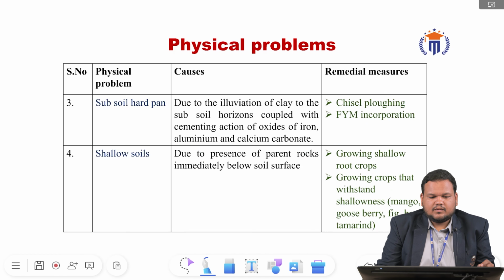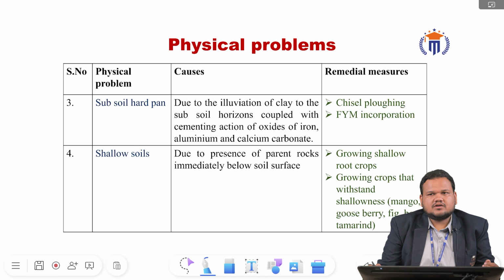So the next problem is the subsurface soil hard pan, which means the clay particles present in the surface layer enter into the subsurface and result in the formation of a hardened layer, which combines with iron, aluminium and calcium carbonate, resulting in the formation of a hard pan. This can be controlled by using a subsurface tillage operation such as chisel plowing and also by FYM incorporation. As we increase the porosity, we can decrease the hard pan that is formed within the subsurface.